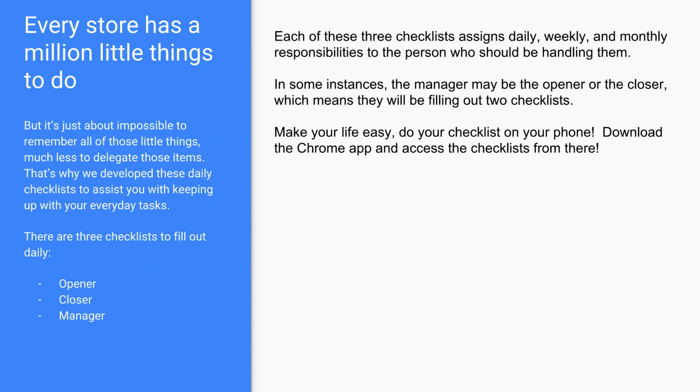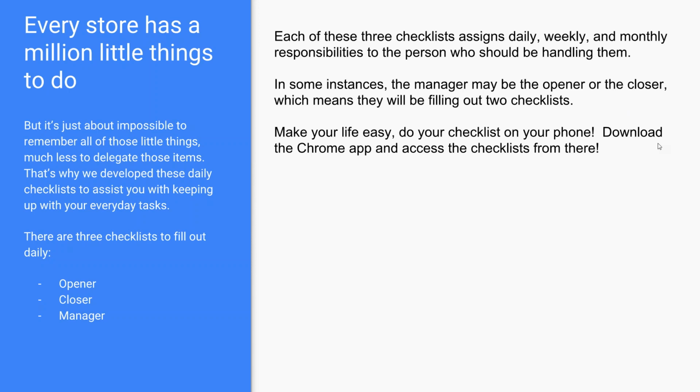Each of these checklists are covering totally different stuff, and each one of them has a daily, a weekly, and a monthly section, so that on appropriate days when things need to be done, it's asking that appropriate person to do them. In some instances, when a store isn't super heavily staffed or doesn't have a lot of people because maybe it's a slower store or whatever reason, the manager may in fact be the opener or the closer, which means that that manager will be checking 2 checklists and not just 1 checklist. So that's okay. It's not a big deal. You can still delegate some of that stuff.